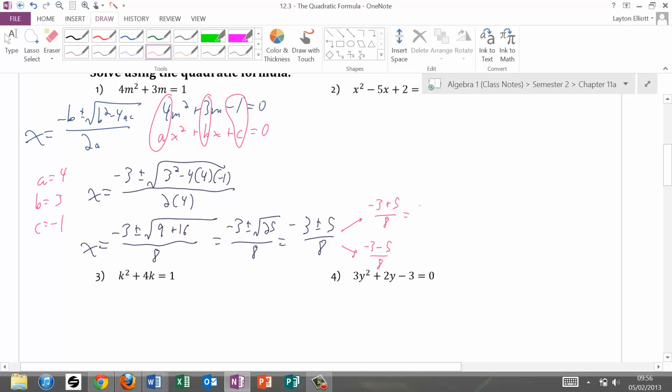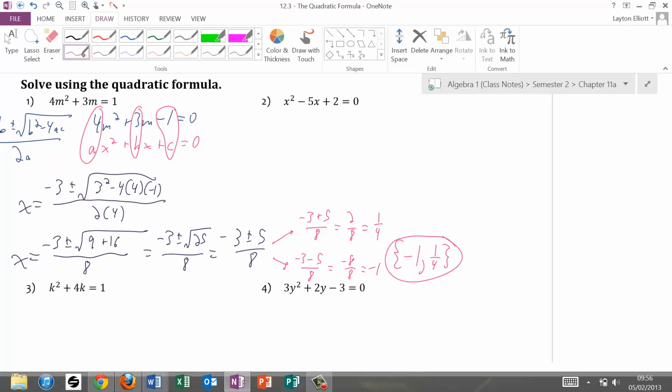Negative 3 plus 5 is positive 2, so then I have 2 over 8. Negative 3 minus 5 is negative 8 over 8. And we have 1/4 and negative 1. Then I'll bring that back to our solutions of negative 1 and 1/4 in set notation.